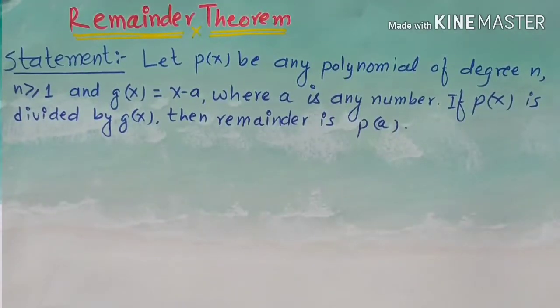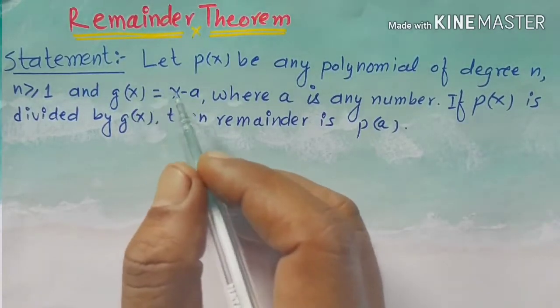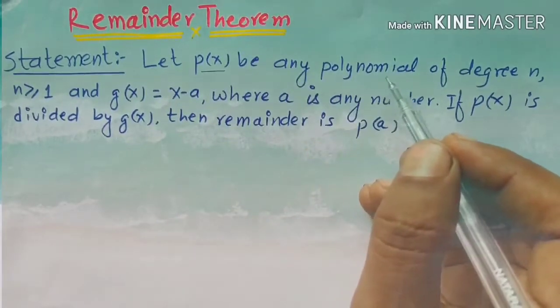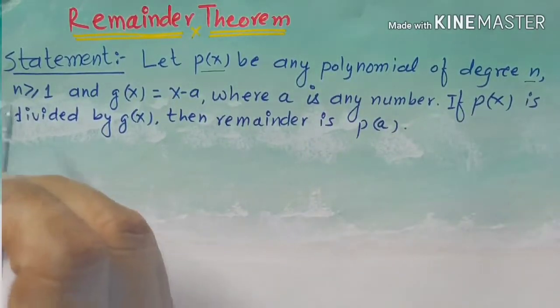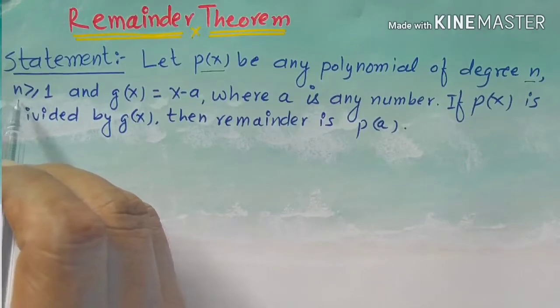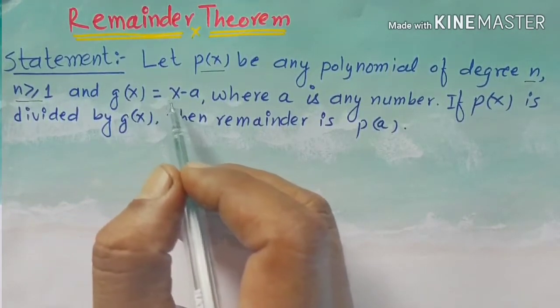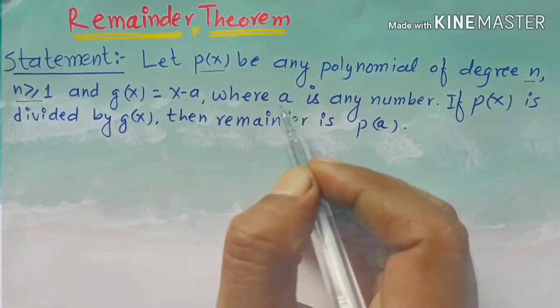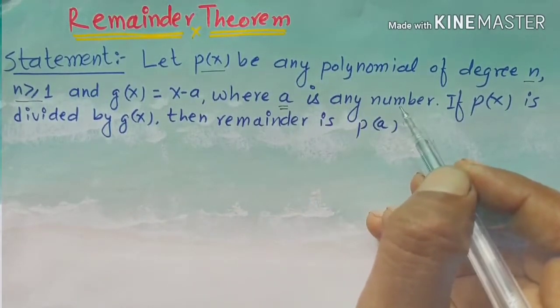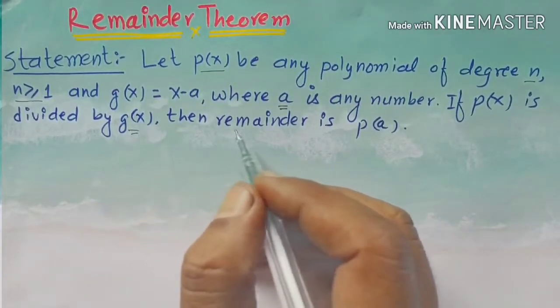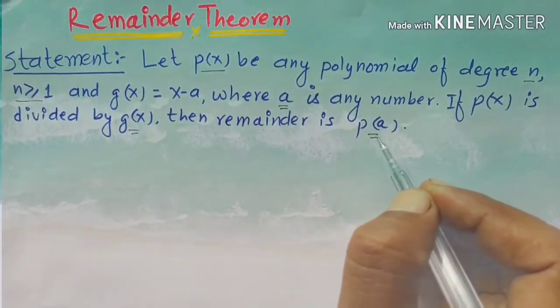Hello everyone. Today we are going to discuss the remainder theorem. The statement is given as: let P(x) be any polynomial of degree n, where n is greater than or equal to 1, and g(x) is equal to x minus a, where a is a number. If P(x) is divided by g(x), then the remainder is P(a).